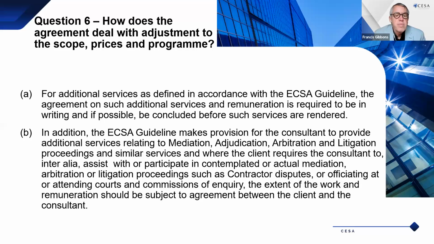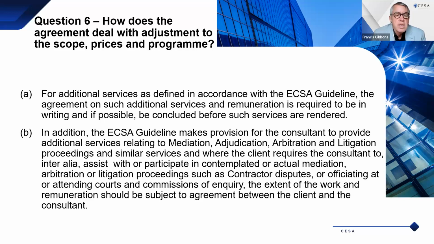All right. How does the agreement deal with adjustments to the scope and prices and program? So in other words, variations. The first thing is obviously sometimes the agreements don't deal with additional services as defined in accordance with the CESA guideline. The agreement on such additional service and remuneration should be in writing and if possible concluded before such services are rendered. So you would really like to get, if you are going to claim on a CESA fee project, you're going to start claiming time-based fees for additional services. It's best to get that agreed in a VO beforehand.